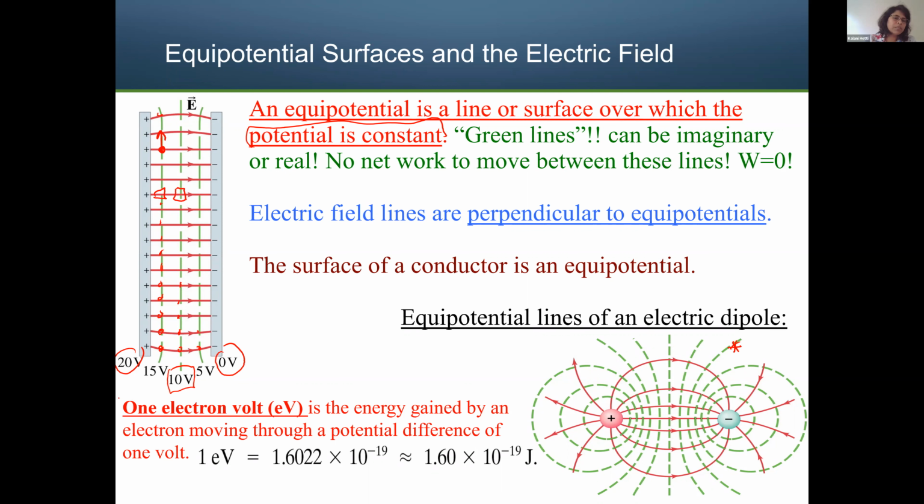Sometimes students confuse the electron volt and the volt. That's why I have this definition here. Electron volt is not volt. Electron volt is joules. One electron volt is equal to this much of joules. Okay, so that's the definition of the electron volt. It is not the volt. It is the energy gained by an electron moving through a potential difference of 1 volt. We call it the electron volt.